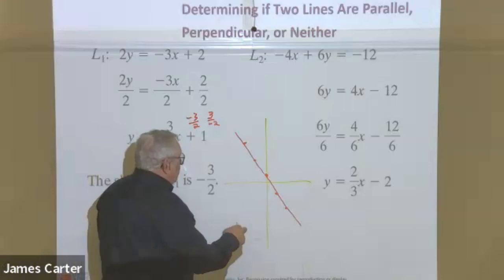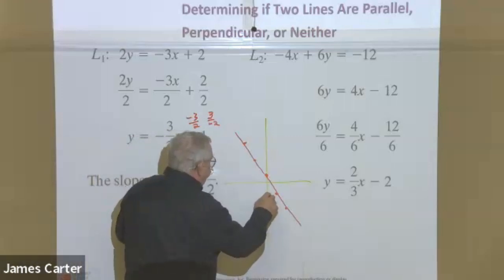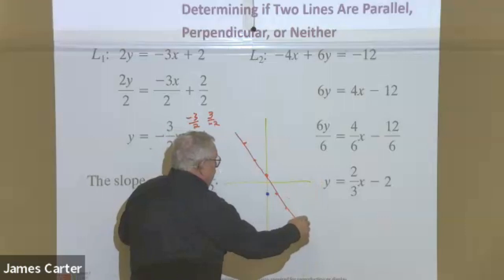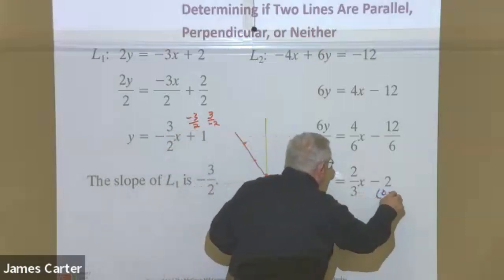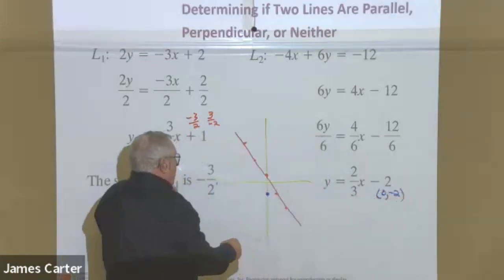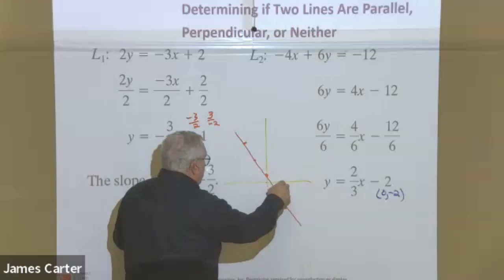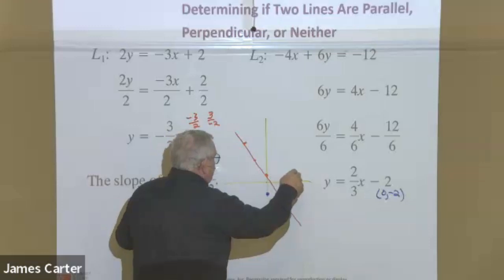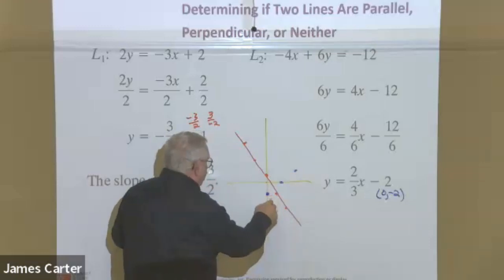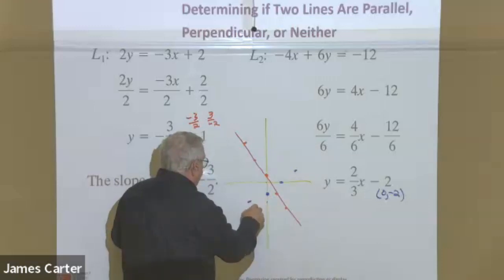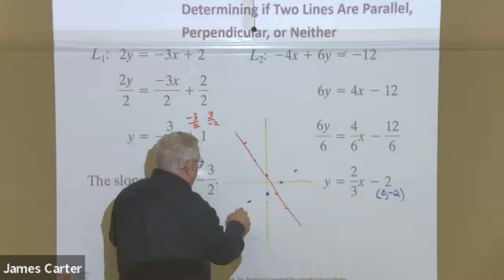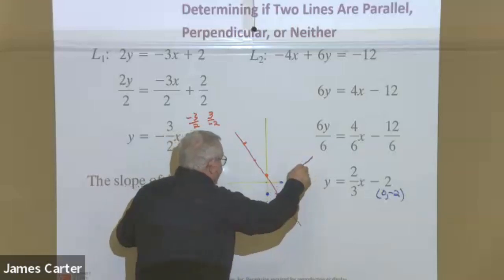My second line, -2 is my y-intercept, the point 0, -2. From here, I can go up 2 and over 1, 2, 3. Or I can go down 2 and over 1, 2, 3. And here is my line.